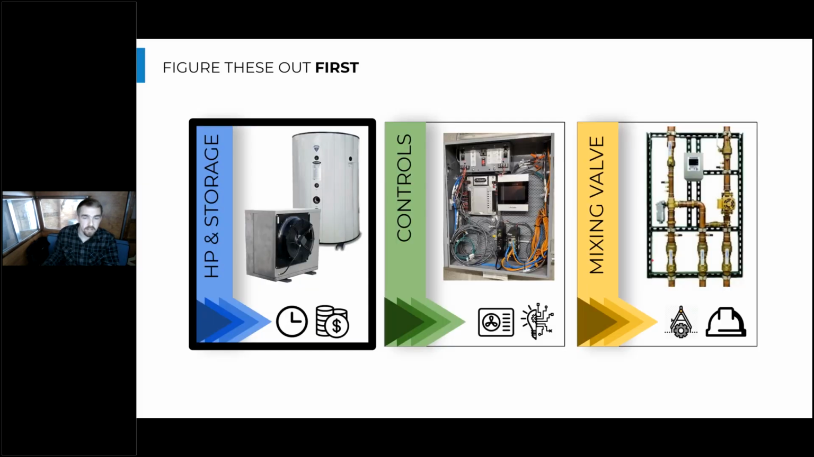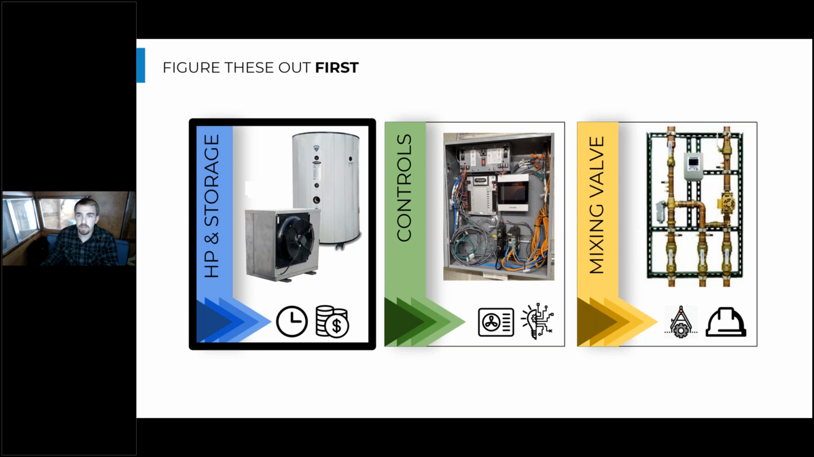So in considering the main pieces of equipment that you'll be installing in this water heating plant, the main components here are the heat pump and storage, and the controls to allow the heat pump and storage and the rest of the system to talk to each other, and then the mixing valve. And there's an order to choose these, and I'll go through why that is.